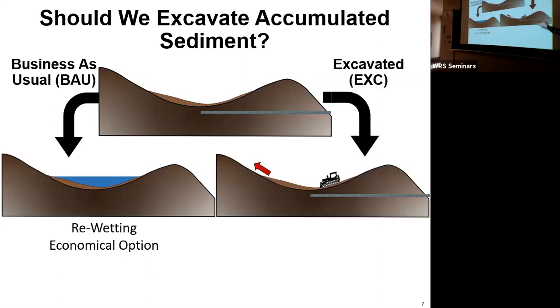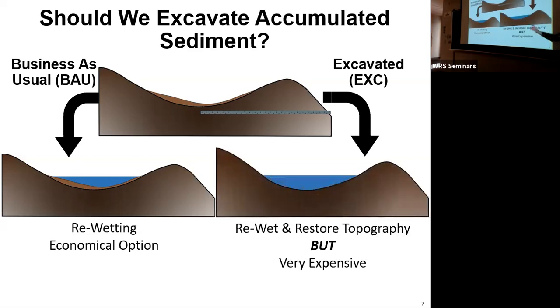In an excavation scenario, you would go in with a bulldozer and you'd scrape out all of the accumulated sediment, push it up onto the surrounding hill slope, and then you would break tile drains and plug drainage ditches. In this case, you're re-wetting the basin still, but you're also restoring the topography of the basin. Having said that, it's super expensive because bulldozers and the people that operate them are not cheap.